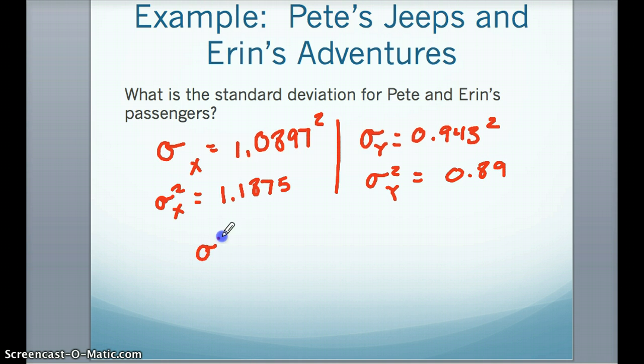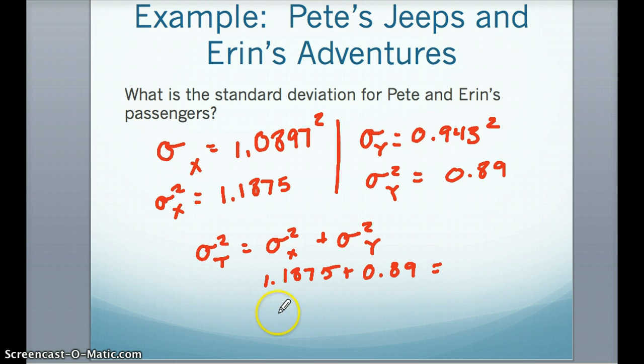And so to combine them, I can do so because we already talked about why they would be independent. I'm just going to have to add together their variances. And this is going to give me 2.0775. And then to find my standard deviation, I'm just going to take the square root of this, which is about 1.441. And we're done. Not with the video, but with that problem.